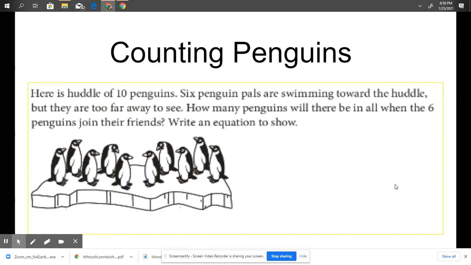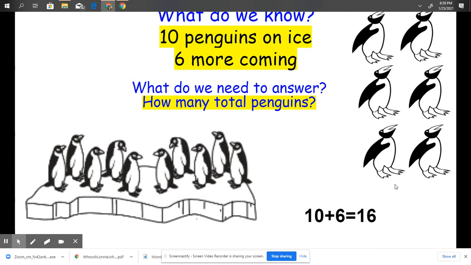Well, how can we solve this? First, let's go back and look at the numbers that are in our problem. It says there are 10 penguins. 6 penguin pals are coming toward them. How many penguins will there be in all when the 6 penguins join? Well, I know there are 10 and 6 more coming. So, what we know: 10 penguins on the ice, 6 more coming. What do we need to answer? How many total penguins are going to be on that ice?